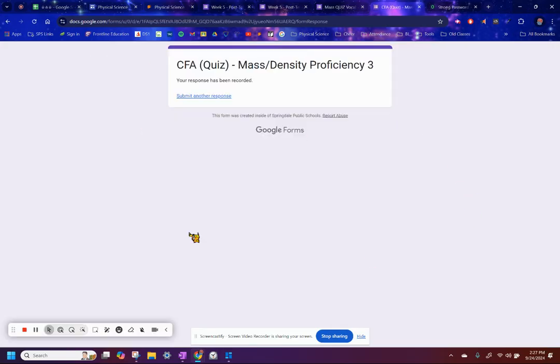All right, the password should be appearing right here. Make sure you copy and paste that password and use it to get to the test. Best of luck.